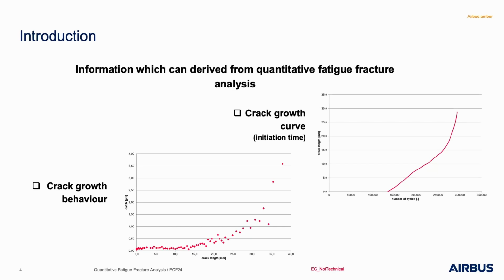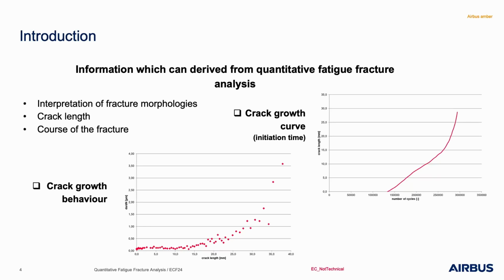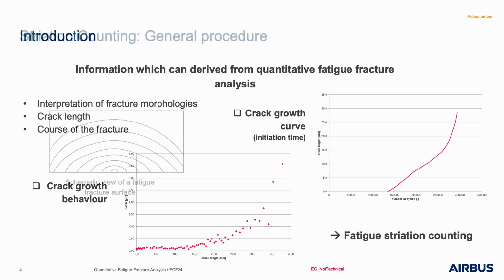And if you know the absolute load cycles, you can also from there estimate the initiation time, which are both very, very valuable things for our stress departments. We're doing this by the interpretation of the fracture morphologies, like the crack length, which is often a big discussion, and also the cause of the fracture itself. The classical method to do that at the moment is the fatigue striation counting.